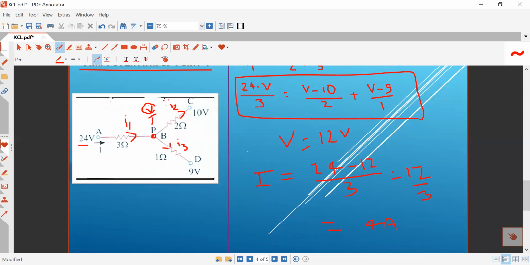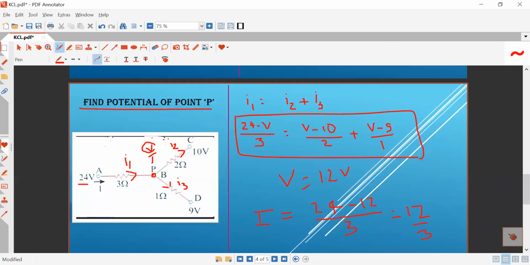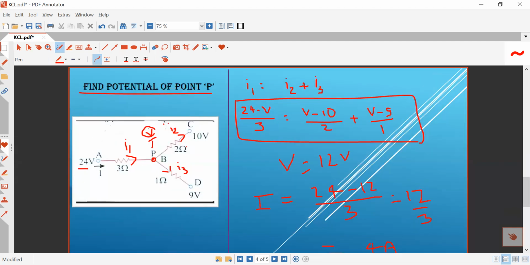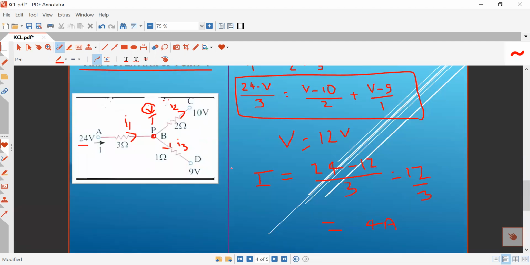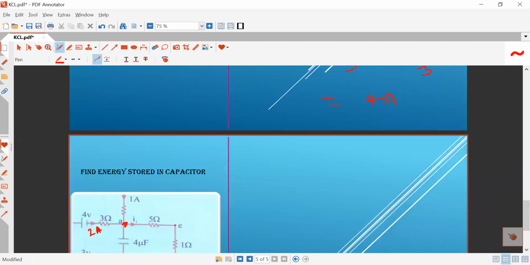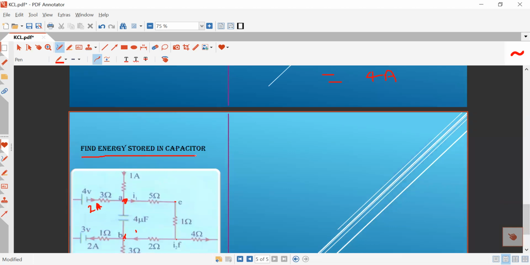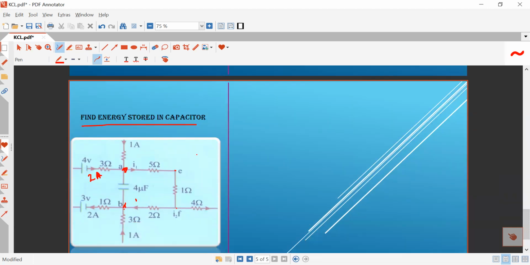So this is another application of Kirchhoff current law. This law can be used to determine the potential of any point also, if it is required. Now I am going to discuss the third problem. This is the third application of Kirchhoff current law. By using this law, you can determine the energy stored in the capacitor also.